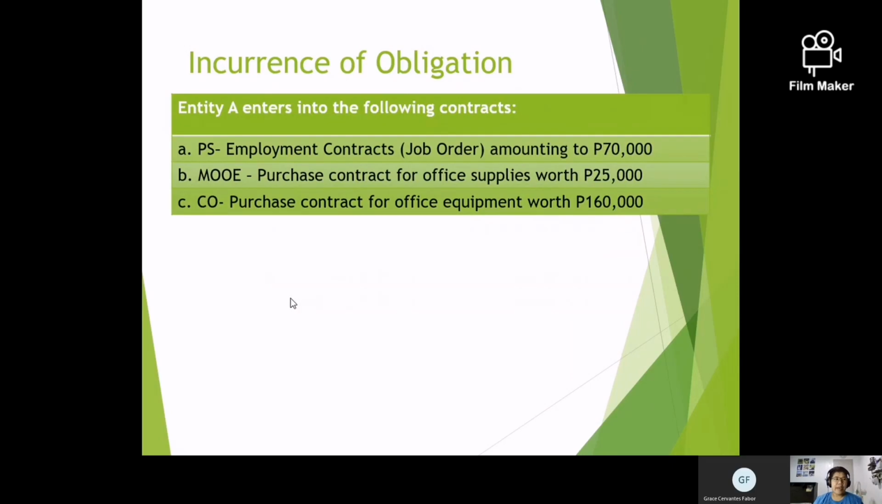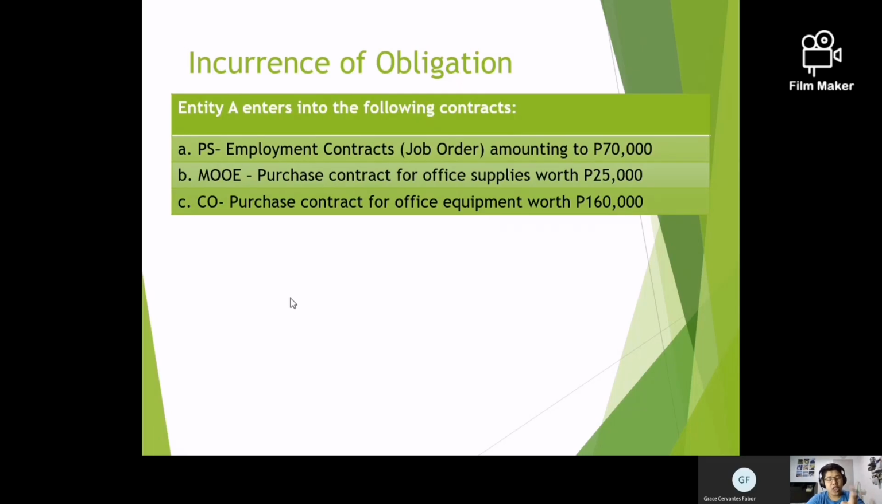Next, incurrence of obligation. Ito nagiging problema natin sa government. Or nako-confuse yung mga estudyante dito sa incurrence of obligation. In government, incurrence of obligation does not equal to liability. Yan, i-discuss ko mamaya. Pero ito muna yung example.